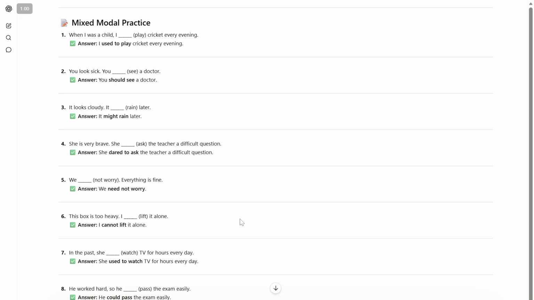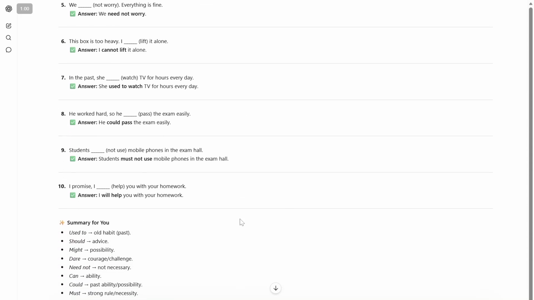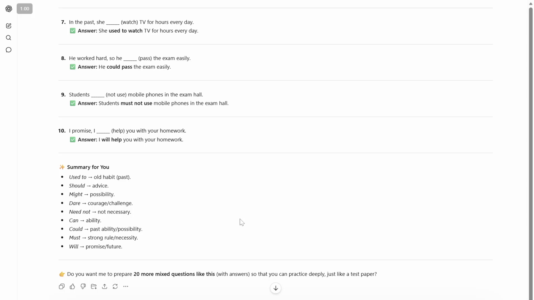7. In the past, she watched TV for hours every day. Answer: She used to watch TV for hours every day. 8. He worked hard, so he passed the exam easily. Answer: He could pass the exam easily. 9. Students not use mobile phones in the exam hall. Answer: Students must not use mobile phones in the exam hall. 10. I promise I help you with your homework. Answer: I will help you with your homework.